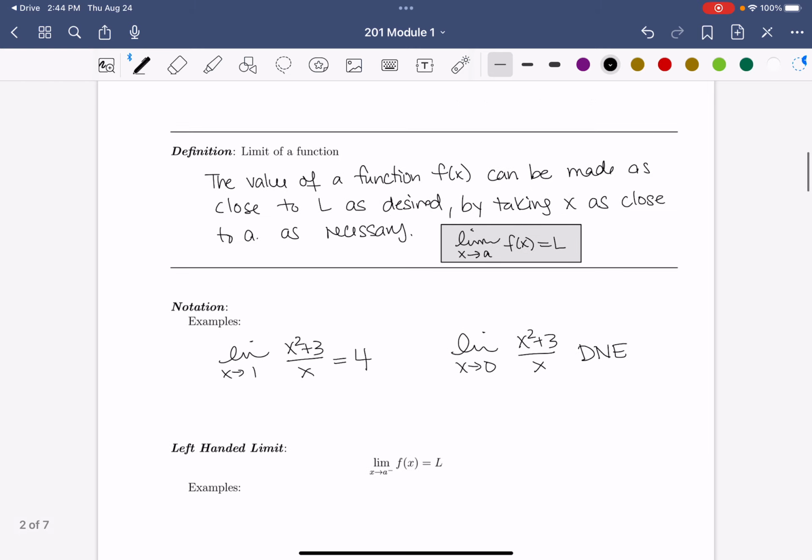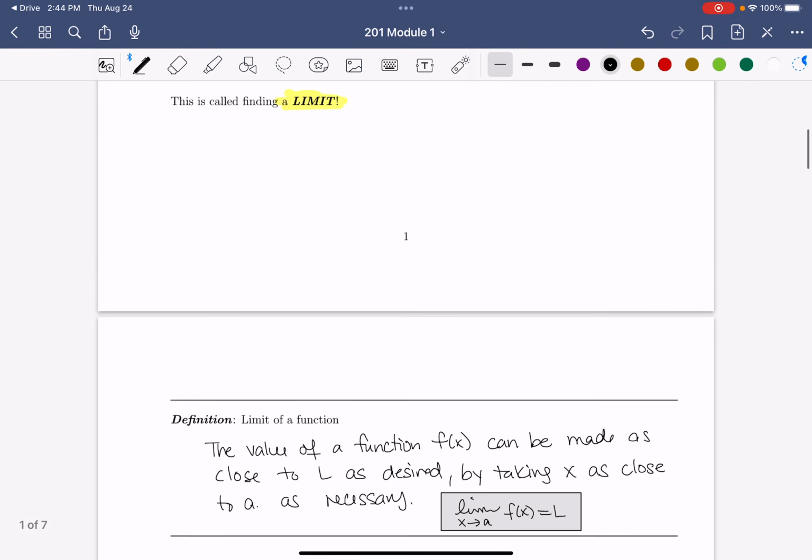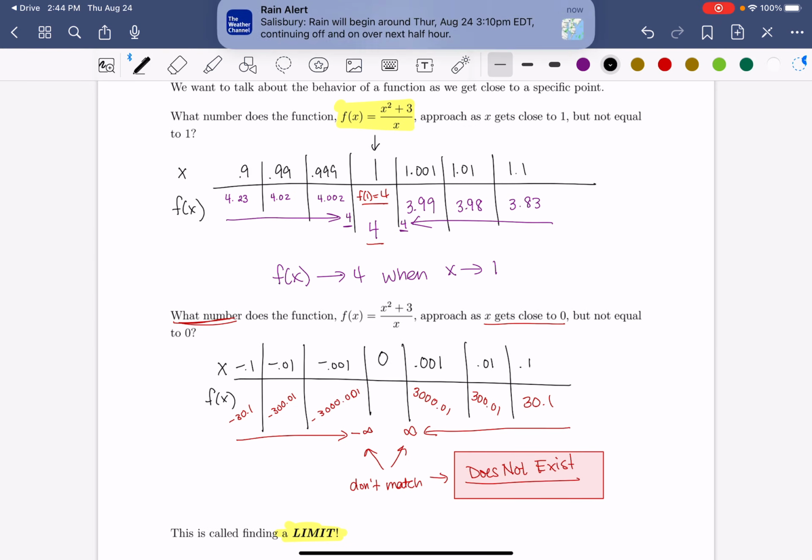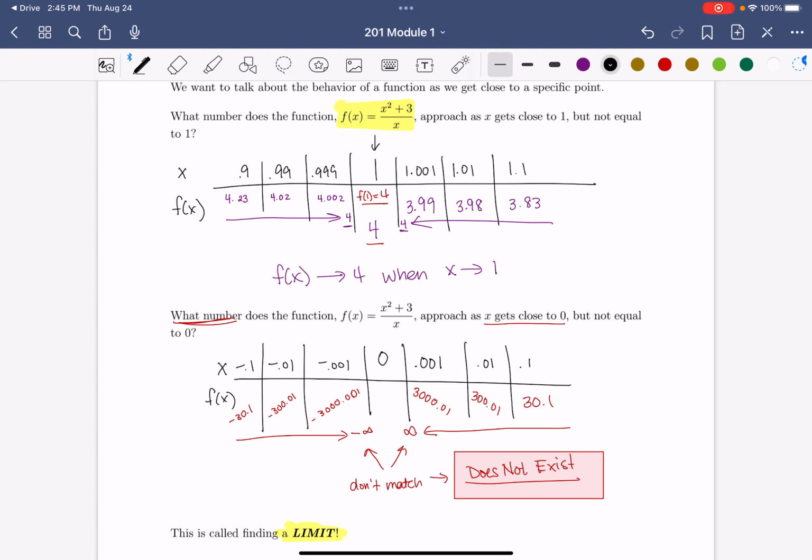Okay, so it's possible that our limit exists and it's possible that our limit does not exist. We saw one of each of those types of examples. But notice that in each of these cases up here, regardless of whether they matched, I could figure out where each side was approaching. It might be infinity or negative infinity, but I could tell where the numbers are going, right?